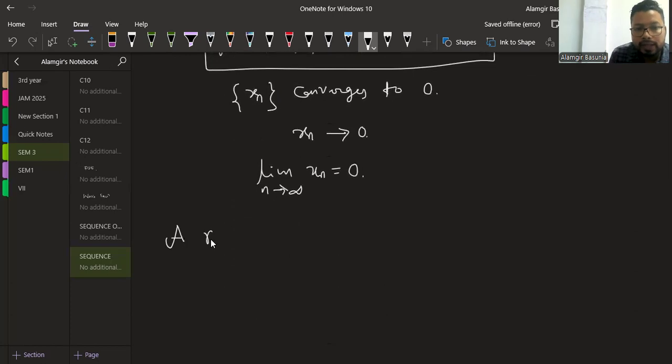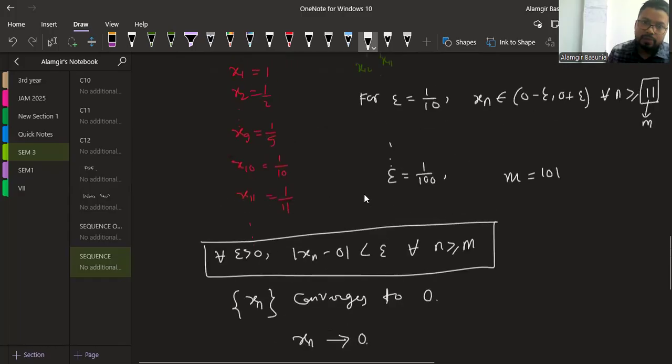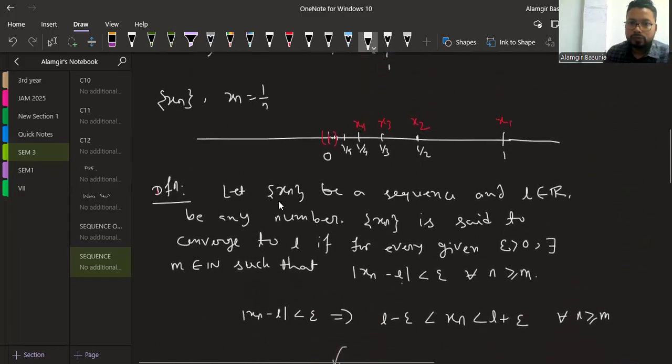Also, we can say a real number. Hope you understand the definition of the convergence. What do we mean by convergence? The same definition here in this definition. Also, we can say this L as the limit of the sequence.